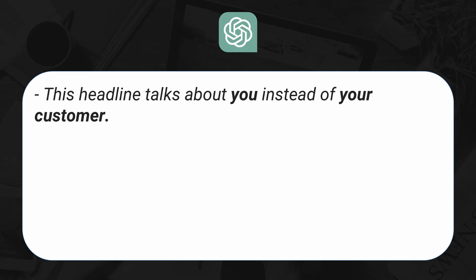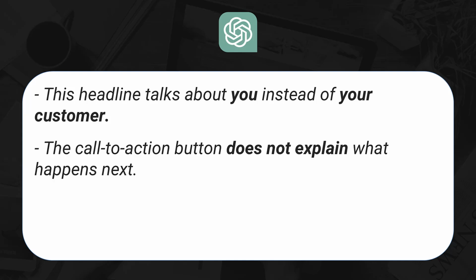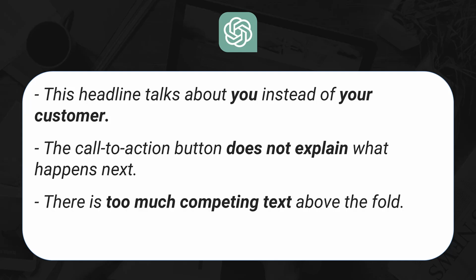Things like, this headline talks about you instead of your customer. The call to action button does not explain what happens next. Or there's too much competing text above the fold. Or the main benefit is not clear. And honestly, it's pretty amazing how accurately AI can analyze what is going on with your homepage. It often spots things you and I would probably scroll right past.